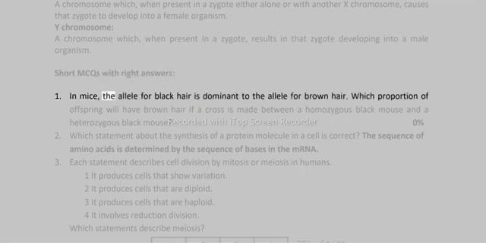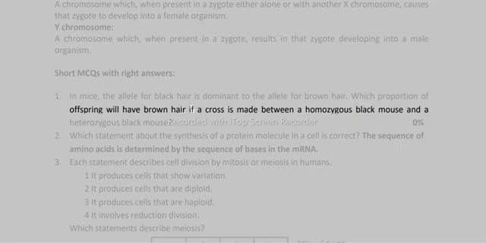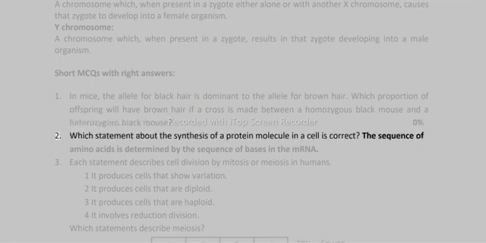1. In mice, the allele for black hair is dominant to the allele for brown hair. Which proportion of offspring will have brown hair if a cross is made between a homozygous black mouse and a heterozygous black mouse? 0%.